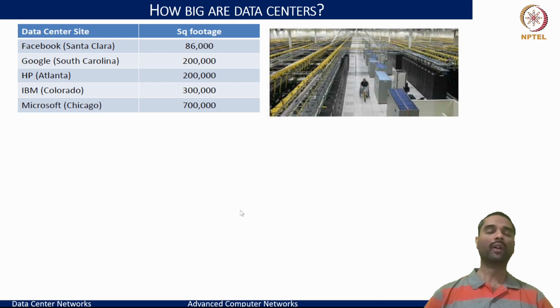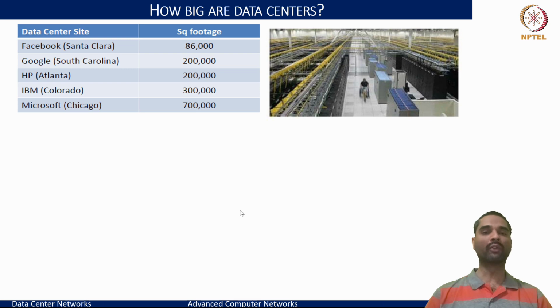If we see the published details from various major companies like Facebook, Google, HP, IBM, and Microsoft about their data centers, note that this is just the information for one of the data centers that they host, as they host several data centers across the US and worldwide. The Facebook data center at Santa Clara is spread over 86,000 square feet of space.